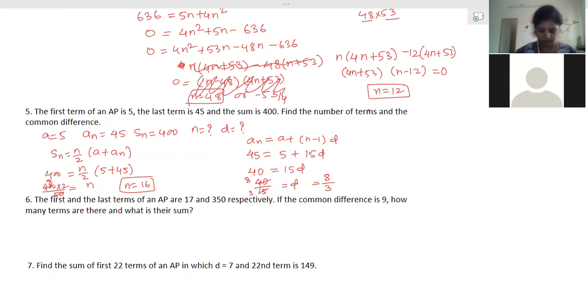Ma'am, sixth one, n is 38 and sum is 6973. n is 38, okay. And sum is 6973, right?